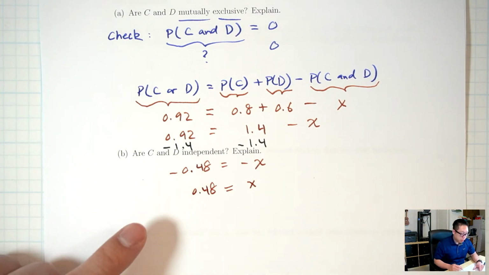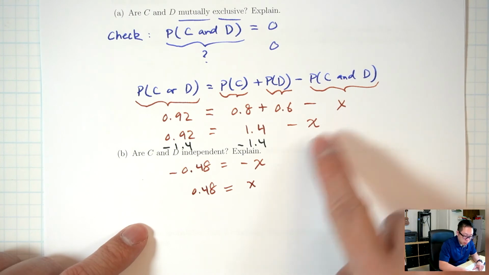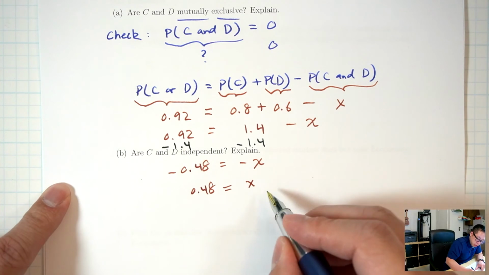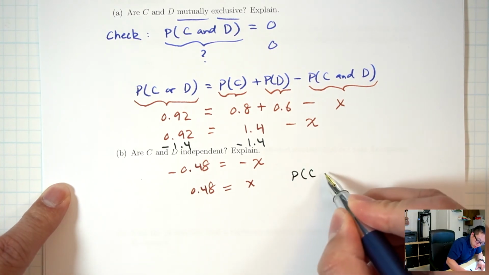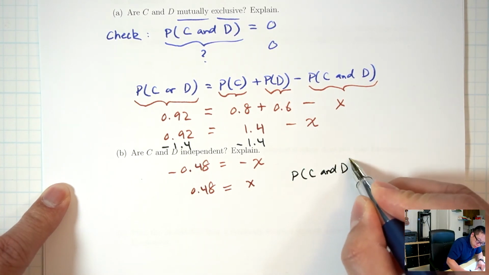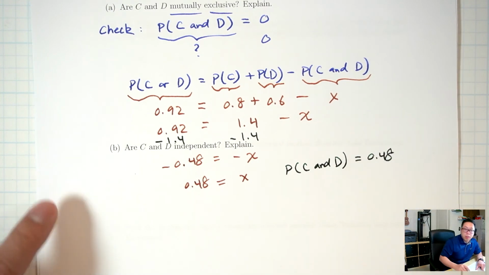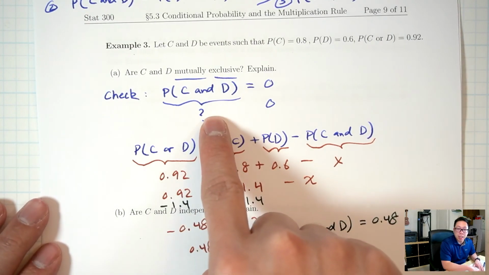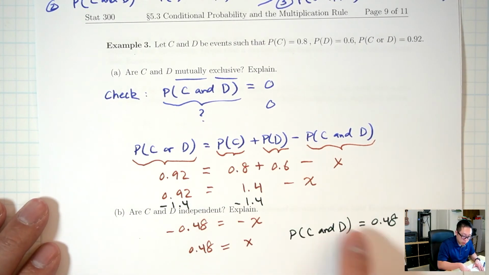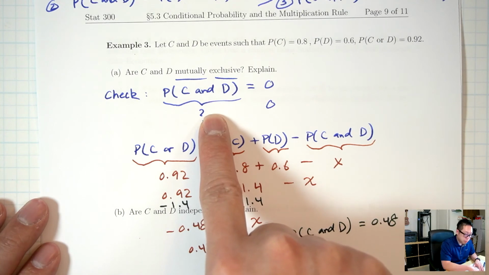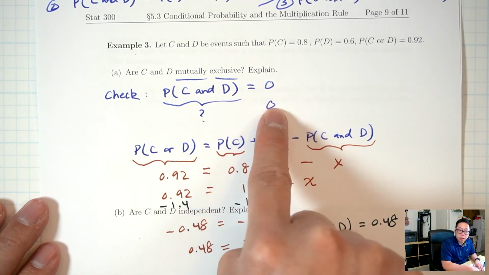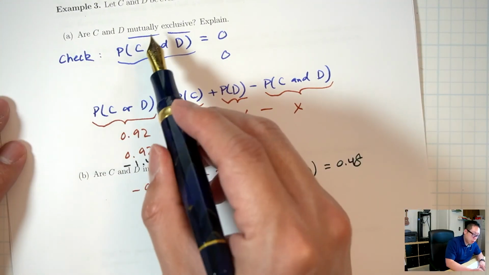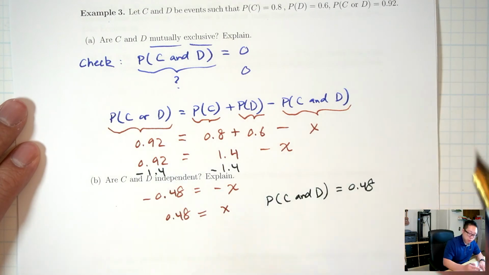Okay, so what we just found was X, which is probability of C and D. So I know that probability of C and D is 0.48. And the whole point of finding this was to actually check that left side, right? So this left side I now know is 0.48. And the question is, are they equal? No, right? So they're not equal. So our conclusion is that they are not mutually exclusive.